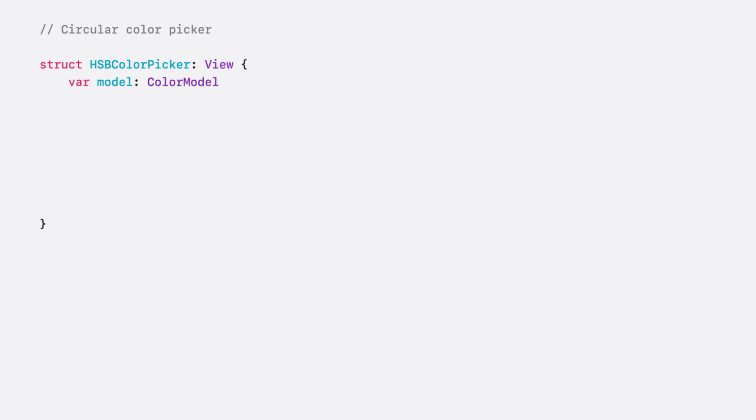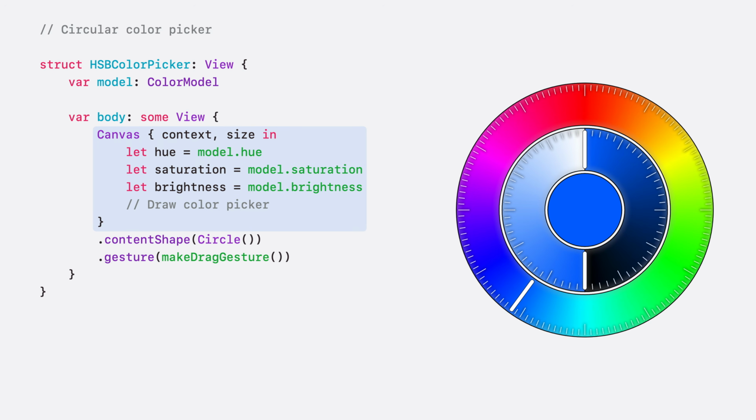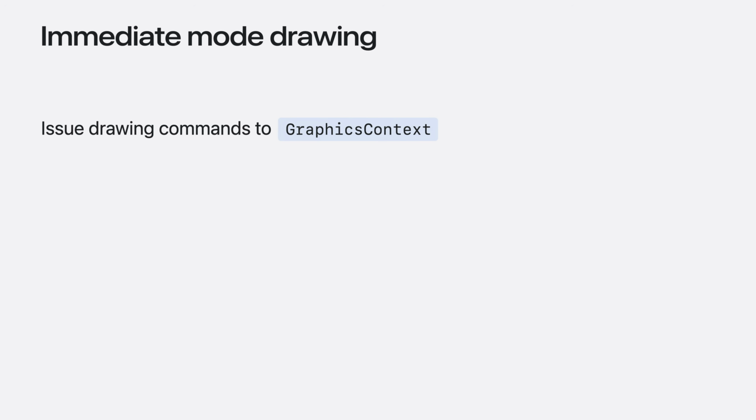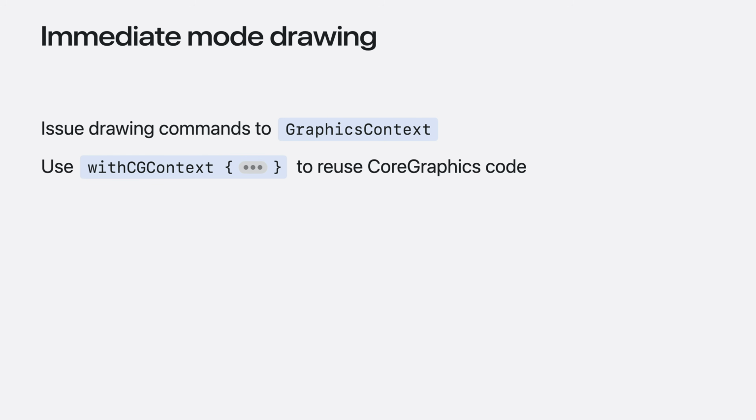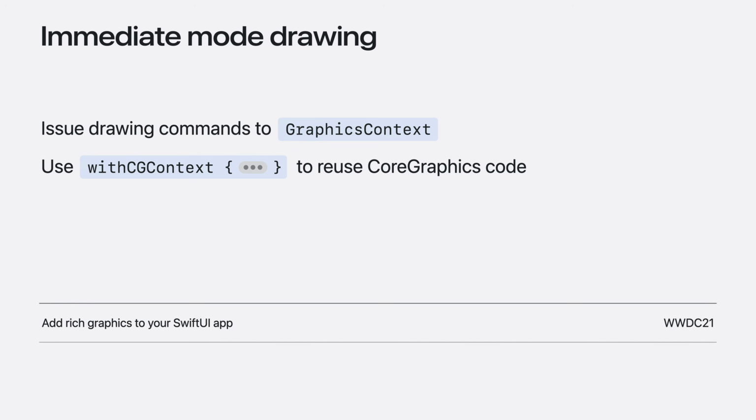In the view's body, I use the Canvas view, which gives me access to an immediate mode drawing API. Canvas is very similar to draw(_:) in AppKit or UIKit. Each redraw calls your closure with a fresh graphics context. And you issue draw commands like strokes, fills, transforms, and filters directly against it. You can also reuse your existing Core Graphics drawing code in SwiftUI by calling the withCGContext API. For an introduction to Canvas, watch Add Rich Graphics to your SwiftUI app from WWDC 2021.